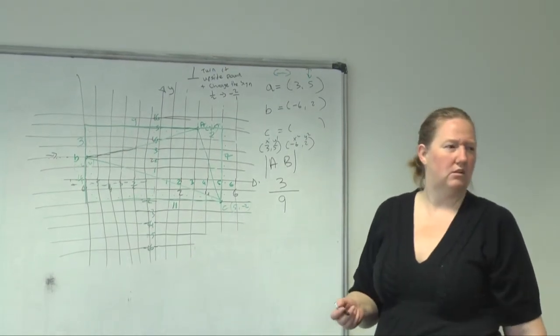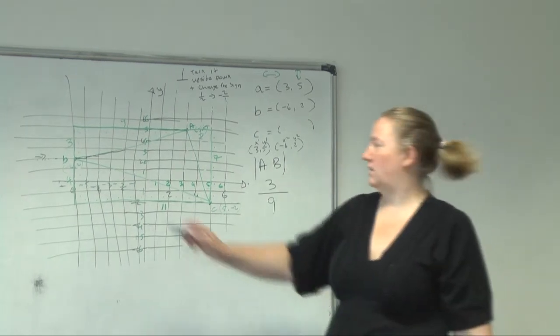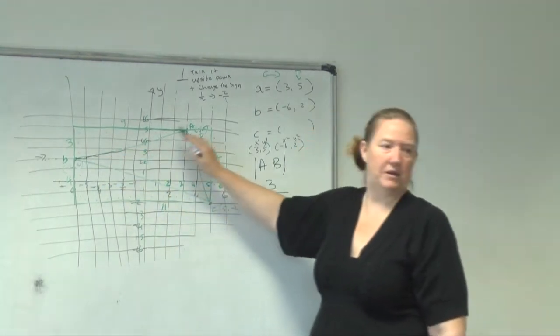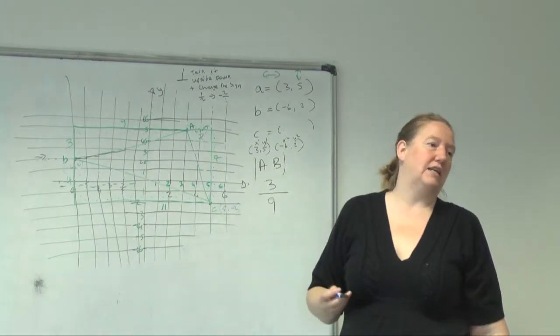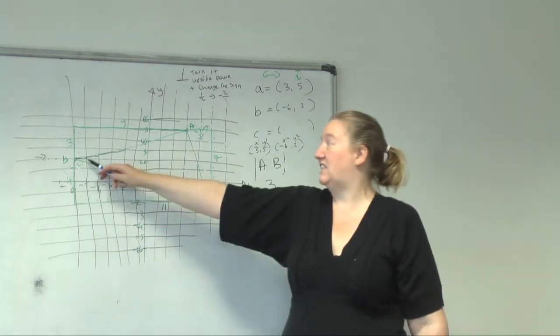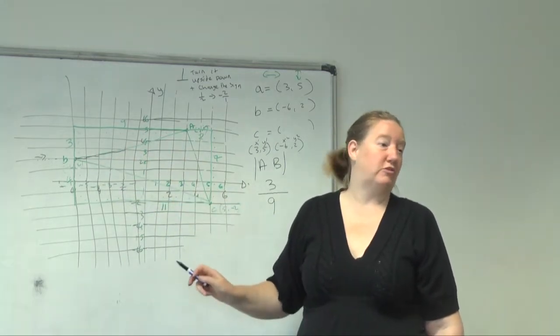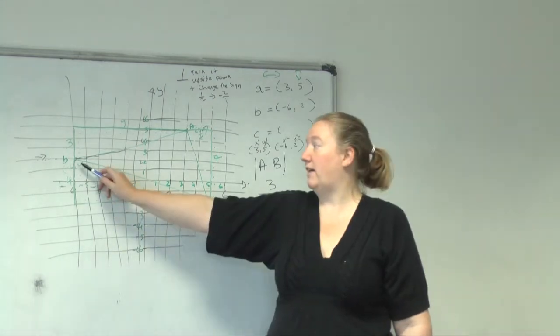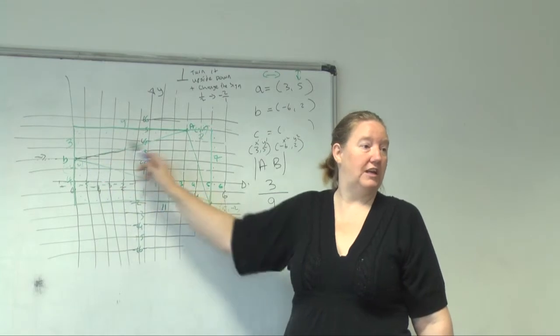You wouldn't get minus 3 over 9, because, look, you're going uphill. From B to A is uphill. It's not possible to be going downhill and uphill. If you get a minus, it means you're going downhill, and you can see you're not going downhill. If you've used the formula to get the slope and got that, you've done it wrong somewhere, because this is definitely a positive slope.